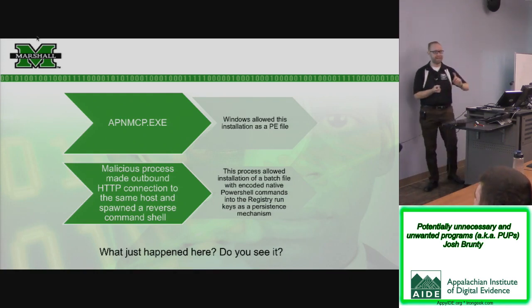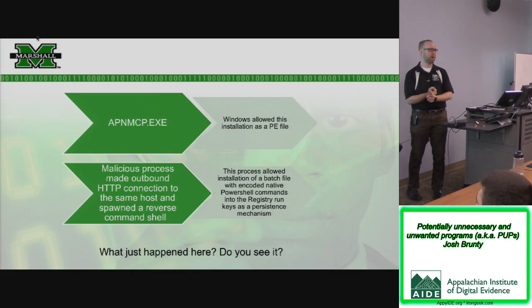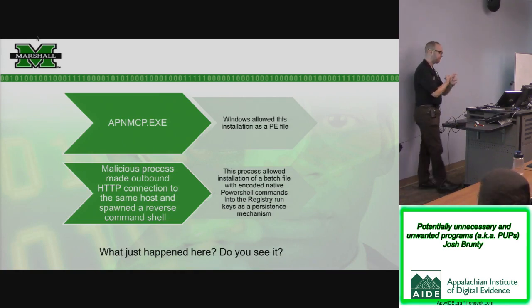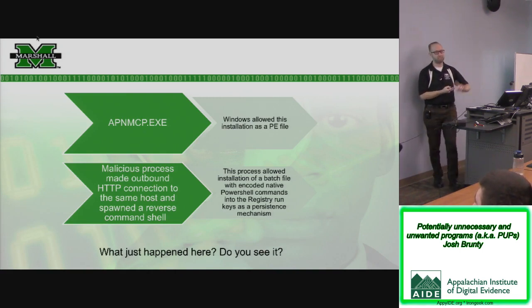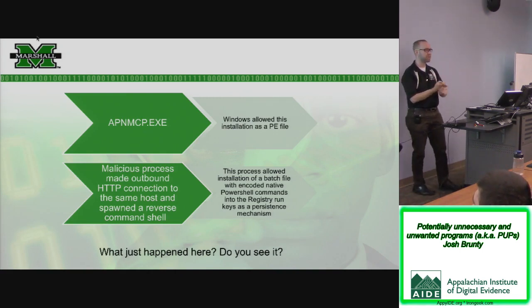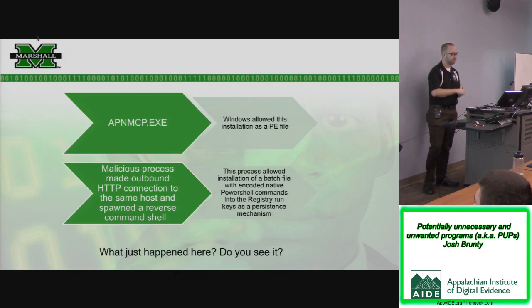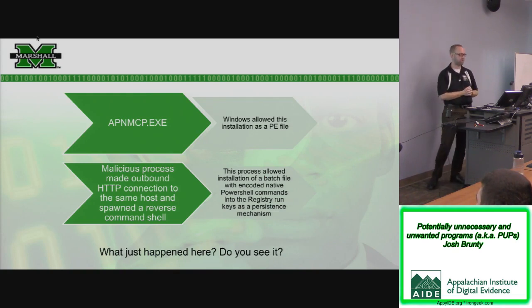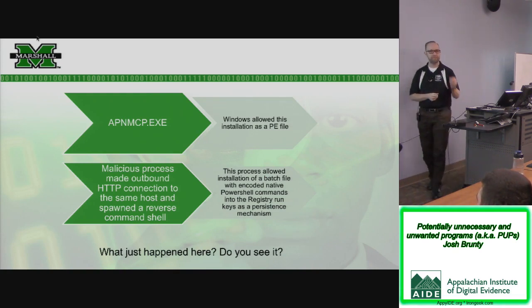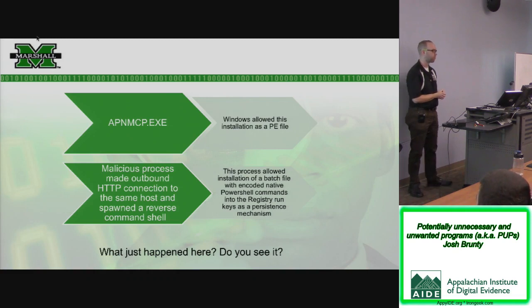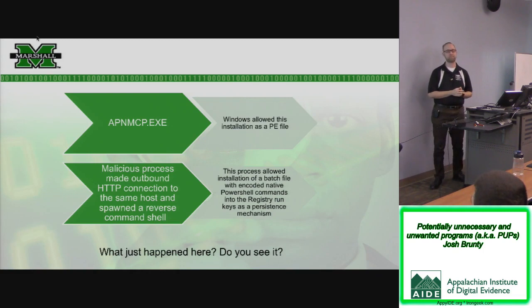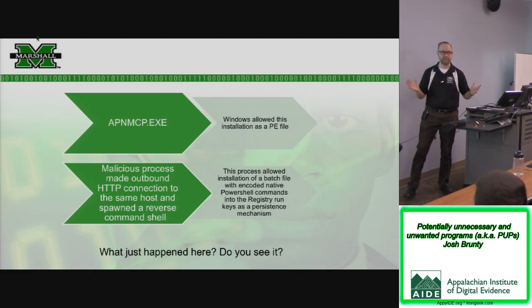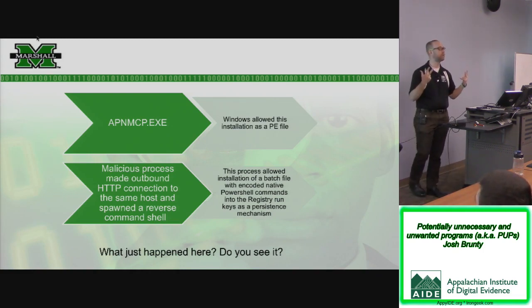So let's look at this. So you have that mcp.exe, that first file that I was talking about. That is considered to be a portable executable file by Windows. It's signed, it's sealed, and it's delivered. Nothing's picking it up. That malicious process made an outbound HTTP connection to the same host. It spawned a reverse command shell. Now over on the right in the gray, you see that process allowed the installation of a batch file with encoded native PowerShell commands. Okay, the word native pops up there. It runs those commands in the registry and runs those keys as a persistent mechanism.